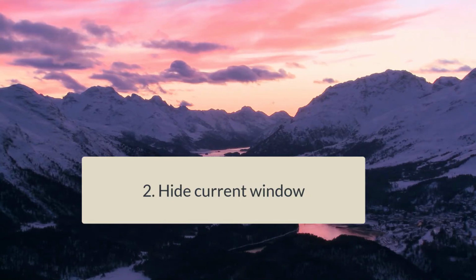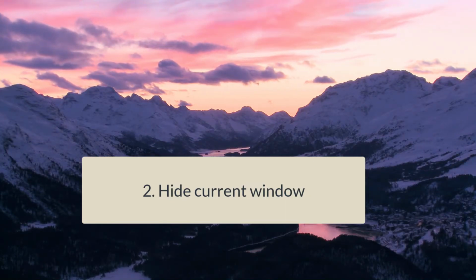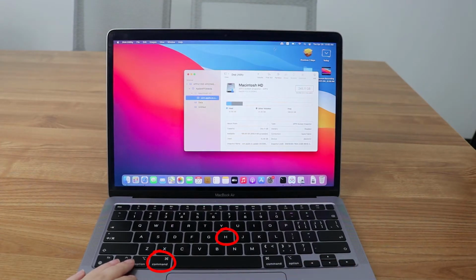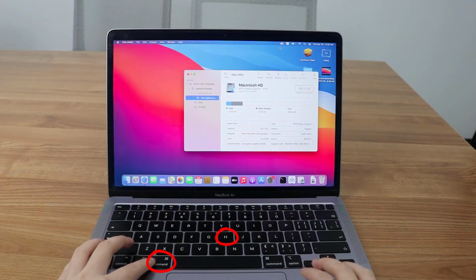Using Command plus H to hide the current window. It is super useful when I have multiple windows open for use.